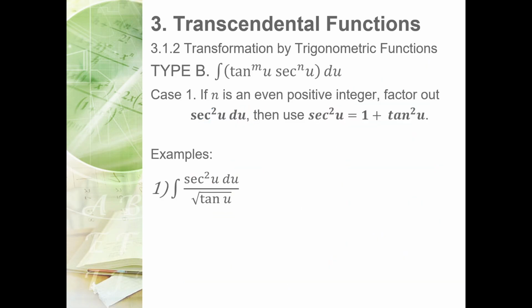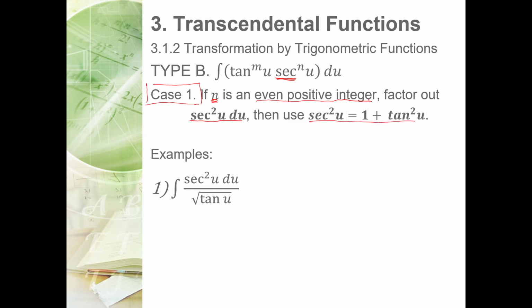So now as we proceed with the second type. So type B, case number 1. Okay. So if n is even and positive integer, so n is pertaining to the secant function. So we need to factor out secant squared u du. Okay. And then use this particular identity, which is the second formula for the Pythagorean identity. So secant squared u is equal to 1 plus tangent squared u.